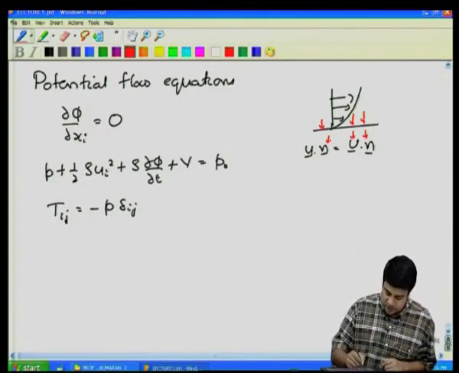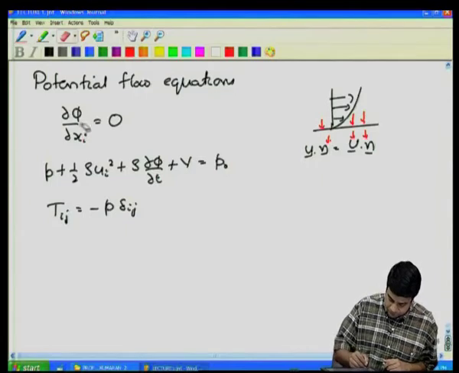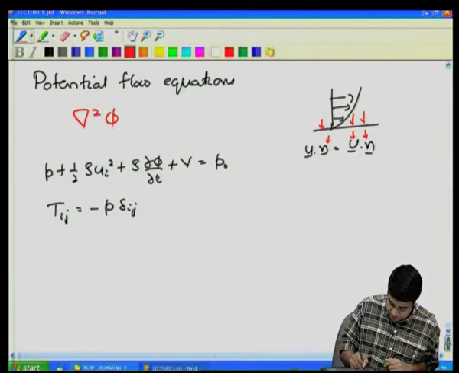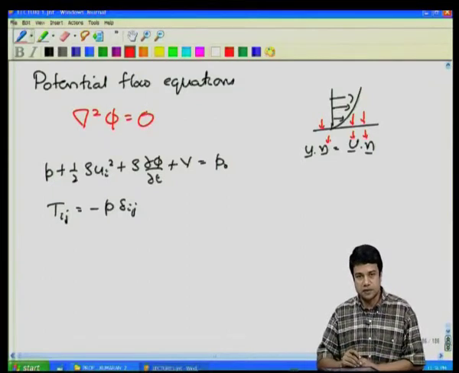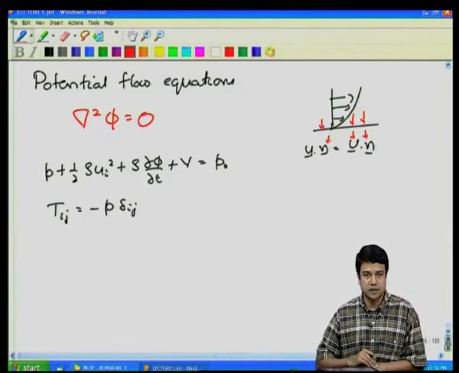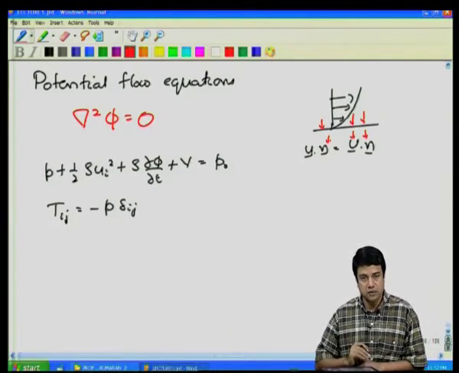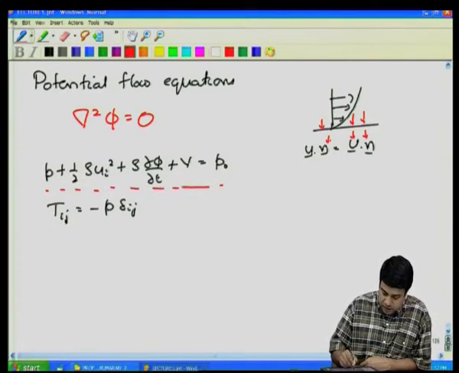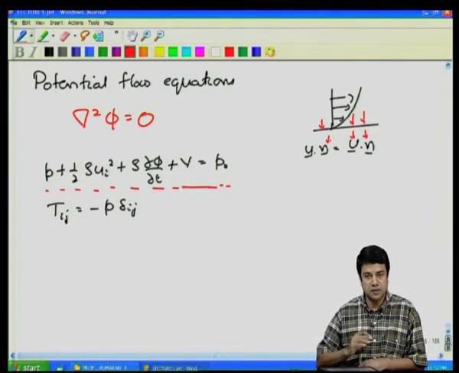So, first we solve this. I am sorry, please correct that: it should be del squared phi is equal to 0. The divergence of the velocity is equal to 0, or the Laplacian of the potential is equal to 0. So, we solve del squared phi equal to 0 with the normal velocity boundary conditions at the surface in order to obtain a solution for the potential and therefore for the velocity. That solution for the velocity can be inserted into the Bernoulli equation to find the pressure acting at the surface.